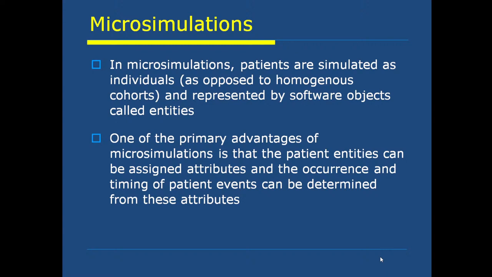The next method of modeling is microsimulation. In microsimulations, patients are simulated as individuals as opposed to a homogeneous cohort, and are represented by software objects called entities. One of the primary advantages of microsimulations is that the patient entities can be assigned attributes, and the occurrence and timing of patient events can be determined from these attributes.